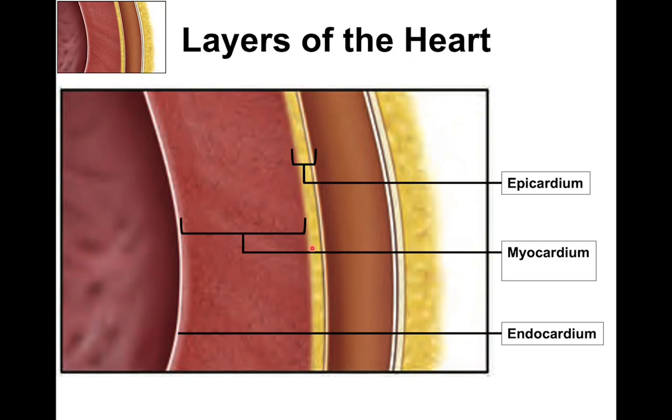So this yellow structure indicates connective tissue. And the middle layer is the thickest layer, and it's composed of cardiac myocytes. That's why it's known as myocardium. Myo stands for muscle. And the most internal layer is the endocardium. This layer faces the chamber. It comes in direct contact with blood. So it's composed of endothelium plus subendocardial connective tissue.